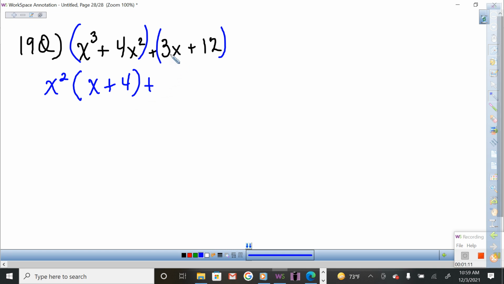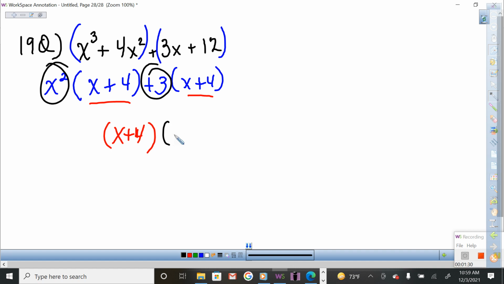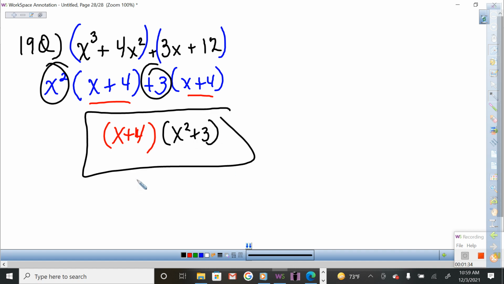Plus, what is the GCF for these two? What divides both terms? 3. And we're left with x plus 4. So what's the same here and here? Oh, x plus 4. And what do we have left? We have x squared plus 3. So these are my factors.